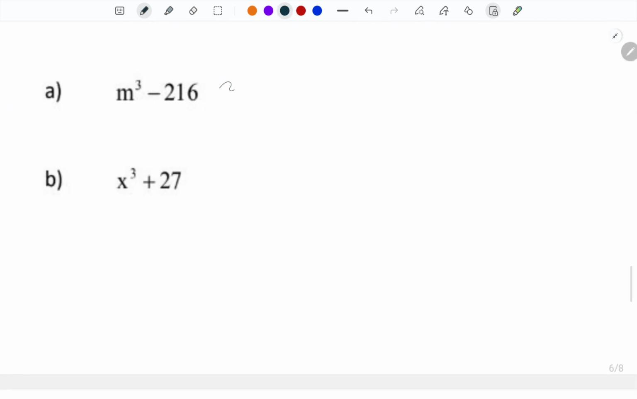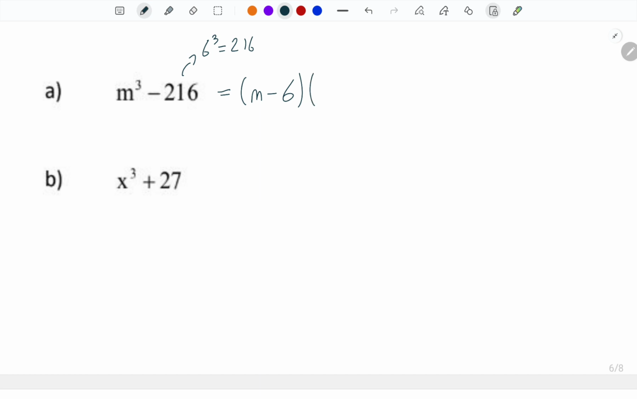Okay, so m cubed minus 216. 216 is a perfect cube. It might take a moment just to recognize that, but it does work out as a perfect cube because it is in fact 6 cubed. So to start off, whatever the sign is, match that up and just take the cube roots.